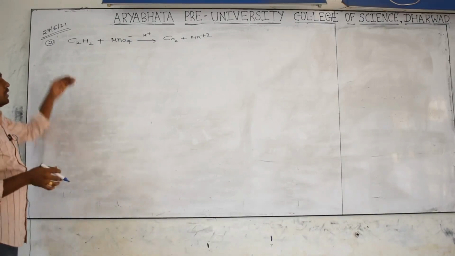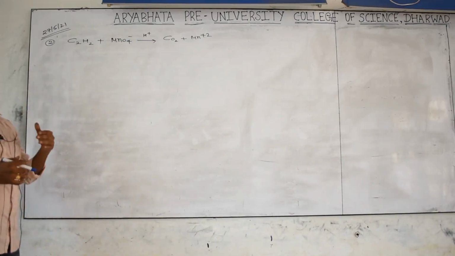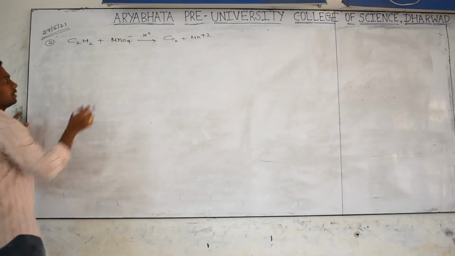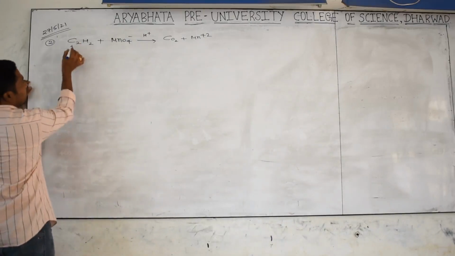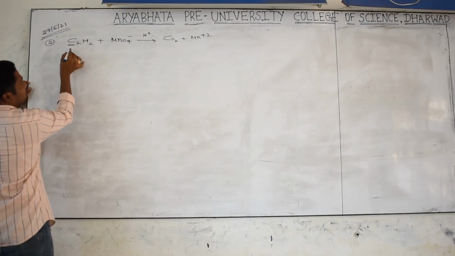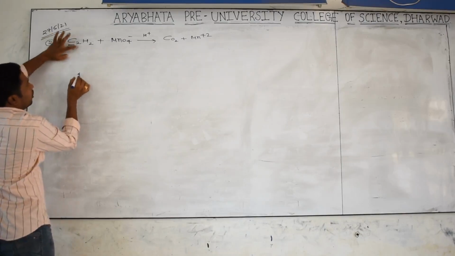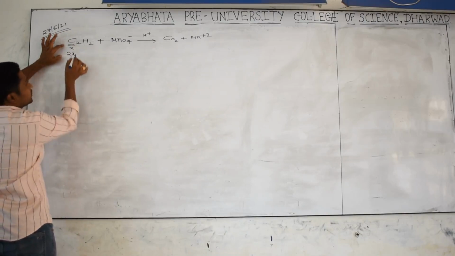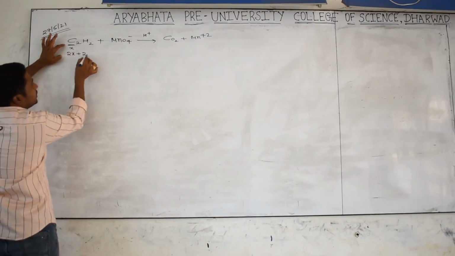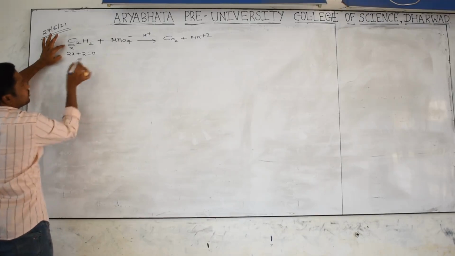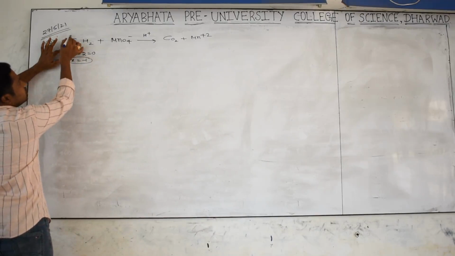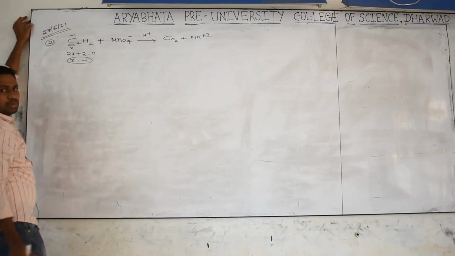First of all, the skeletal equation is already given. The first step is to write the oxidation state of every constituent particle in the reactants and products. I want to find out the carbon oxidation number, taken as X. How many carbons are there? 2X. Each hydrogen is plus 1, so 2 hydrogens is plus 2. It is a neutral molecule, that's why the sum is equal to 0. Then we get X is equal to minus 1. So the carbon oxidation number is minus 1.